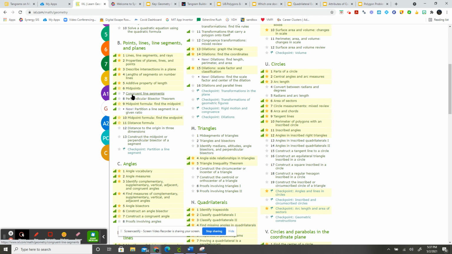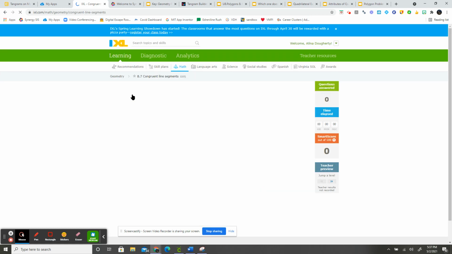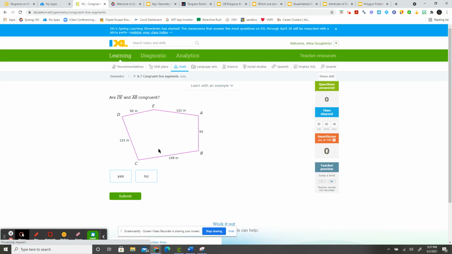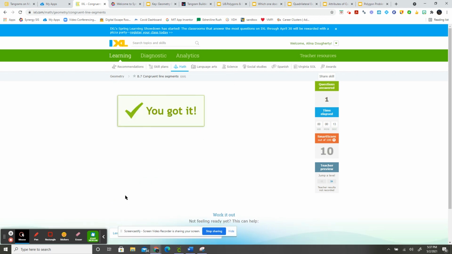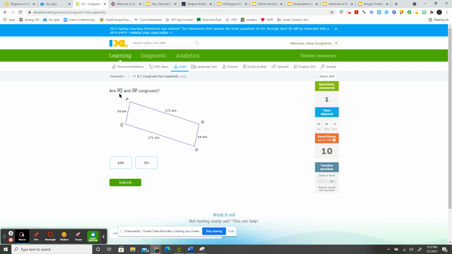B7, congruent line segments. So that's going to be like how we marked with the isosceles triangles. Congruent line segments mean they're exactly the same. So DE and AB. DE and AB are both marked 92 inches. So yes, they are congruent. Remember, congruent means they're exactly the same.